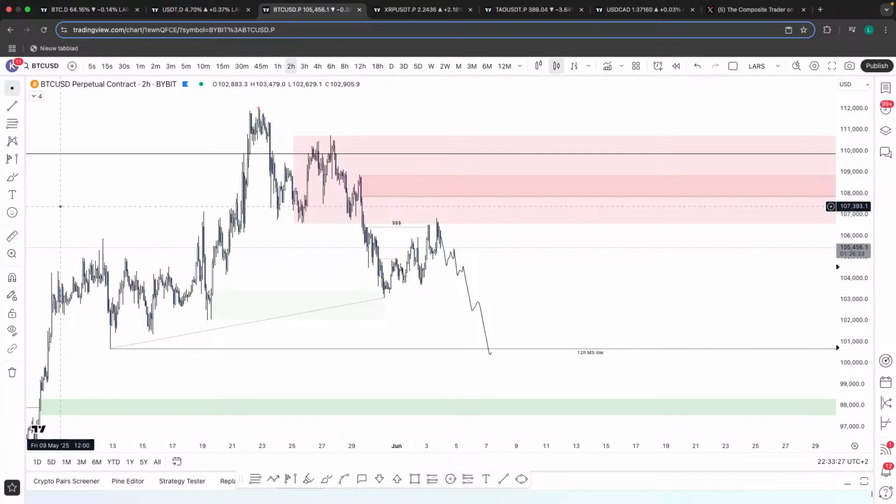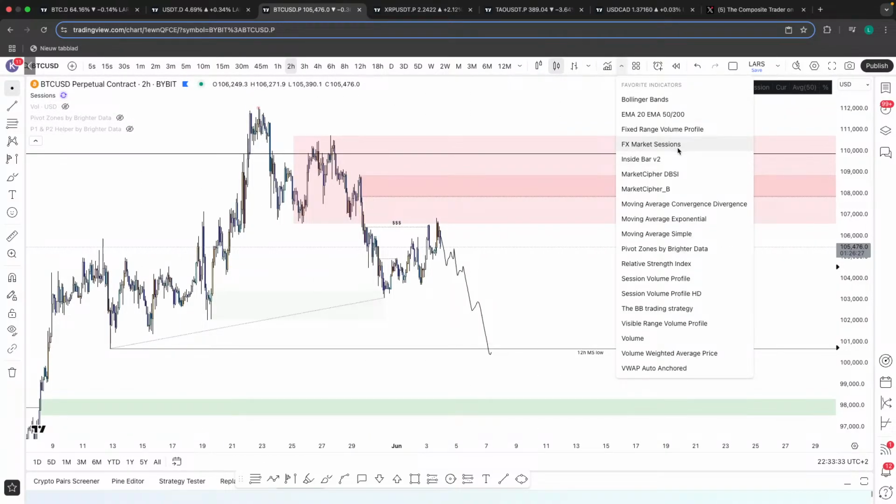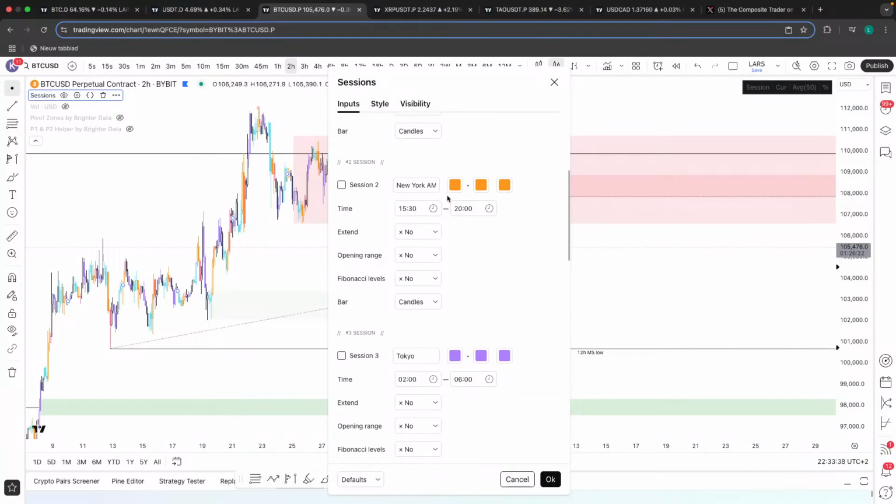What session indicator is that? FX market sessions. Right here, if you go to indicators, FX market sessions, Boitoki, and these are the settings.